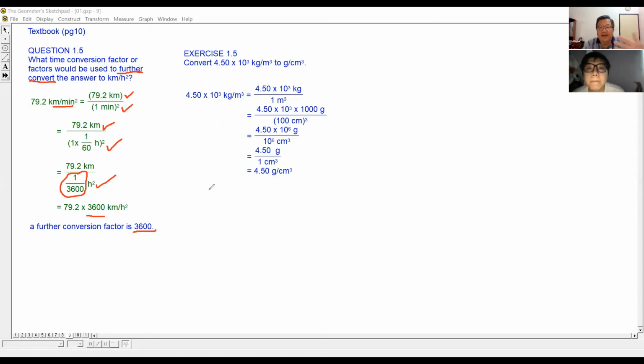They said further. How much further? Compare with the previous answer. This is the previous answer, 79.2, and you further multiply with 3,600.